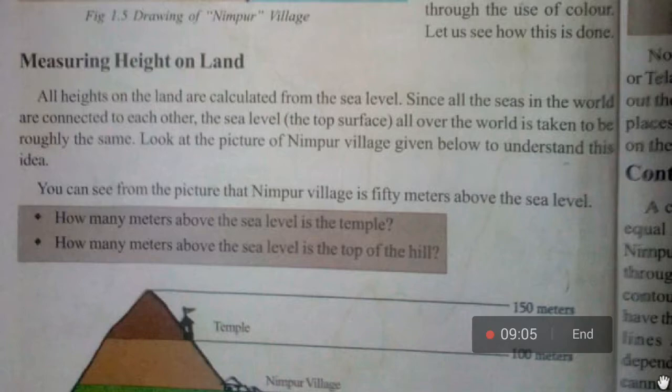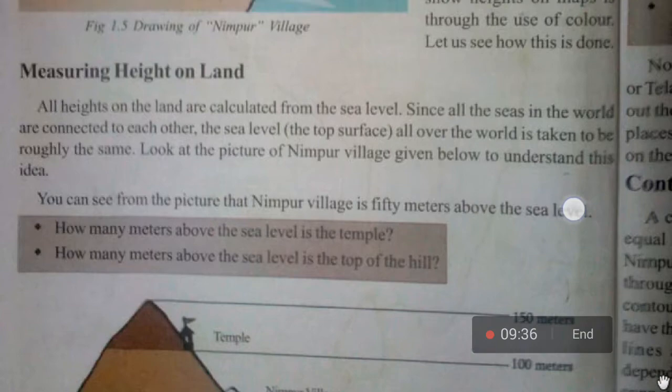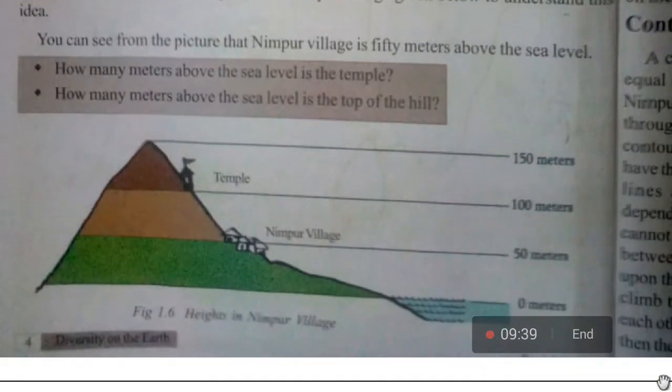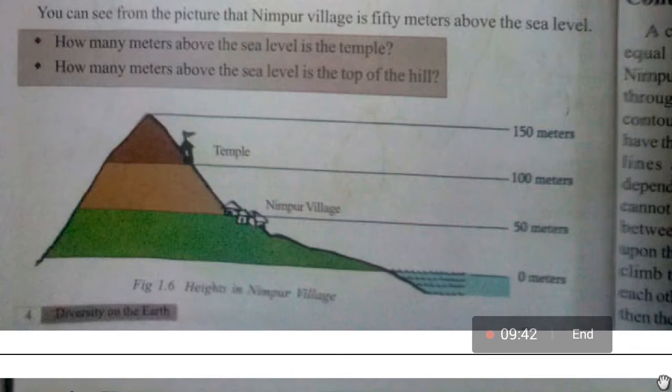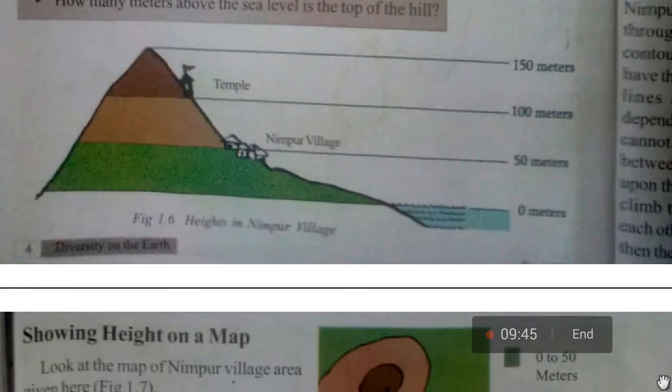Since all the seas in the world are connected to each other, we know that whatever seas there are, Bay of Bengal, Arabian Sea, Red Sea, Black Sea, Mediterranean Sea, all these seas are connected to each other. The sea level all over the world is taken to be roughly the same. Look at the picture of Nimpur village given below to understand this idea.